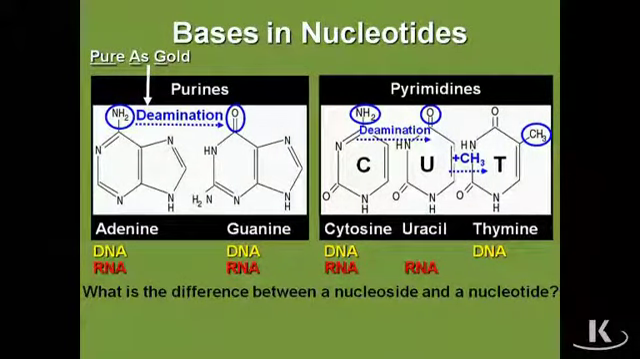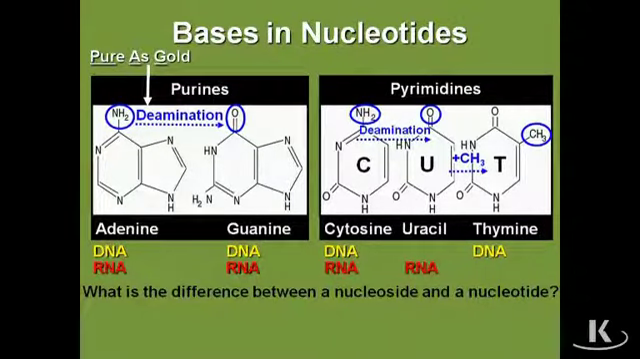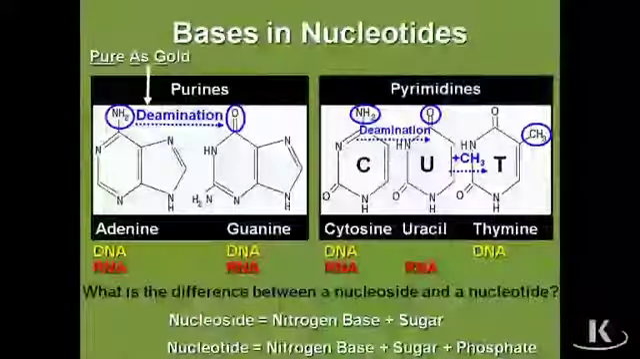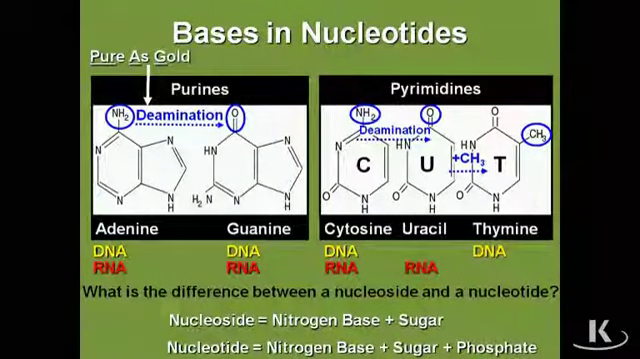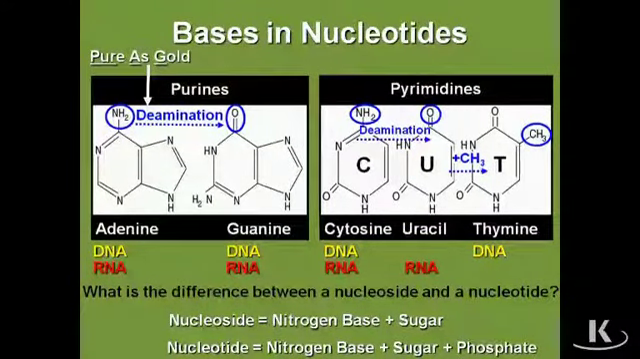Now, what is the difference between a nucleoside and a nucleotide? A nucleoside, then, is when you take one of these nitrogen bases and you bind it to a sugar. So that's a nucleoside. A nucleotide is when you take one of these nitrogen bases, you bind it to a sugar, and then you add one or more phosphate groups. So understand the key difference here. A nucleoside is a nitrogen base plus a sugar, whereas a nucleotide is a nitrogen base, a sugar, and one or more phosphates that's been attached to that particular structure.